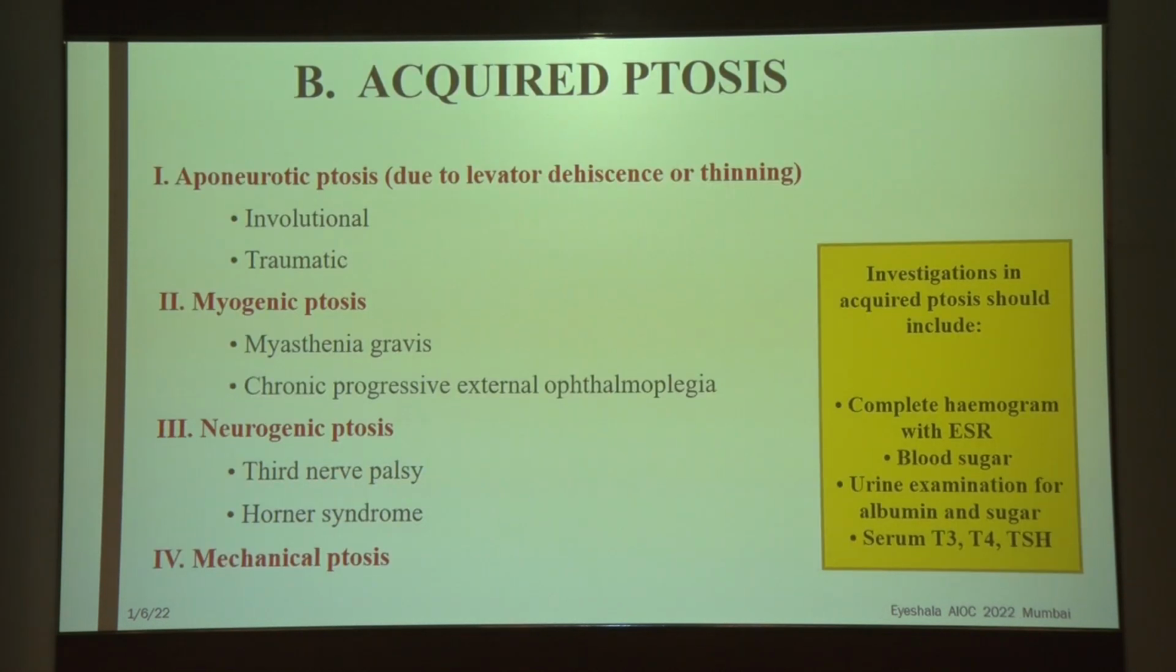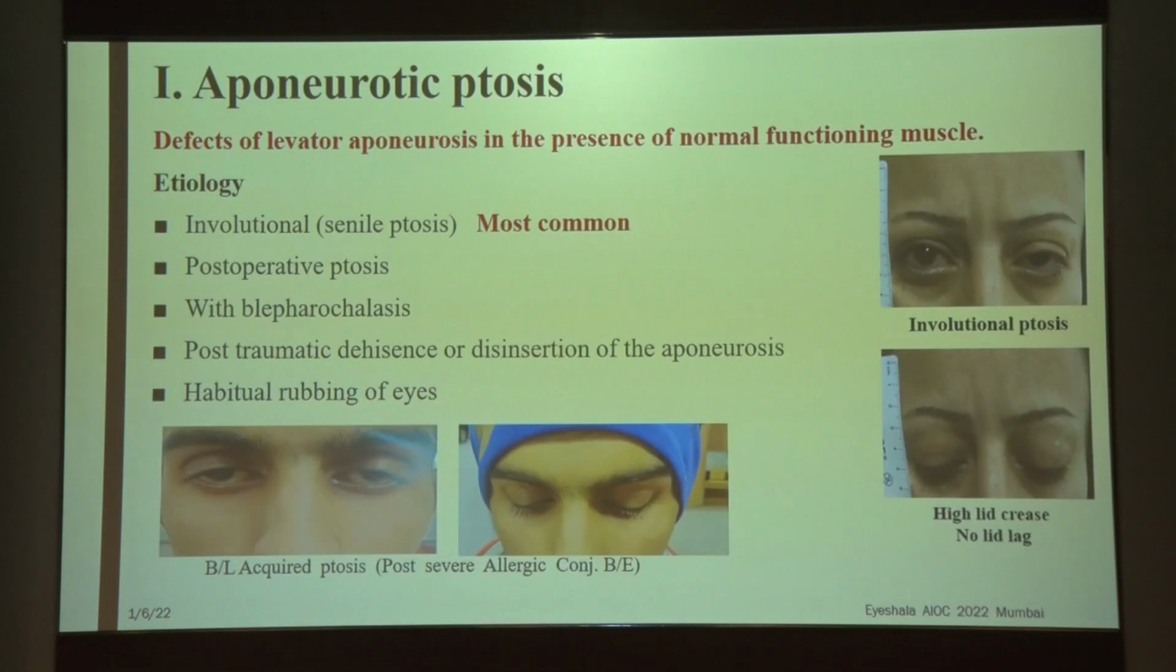Coming to the acquired ptosis, you have aponeurotic, in which comes the involutional and the traumatic, myogenic, neurogenic, and the mechanical. And in acquired, you have a few extra investigations. We have to be careful. Defects of levator aponeurosis occur in aponeurotic ptosis. Involutional is the most common. It can be post-op, blepharochalasis, or habitual rubbing in patients of allergic conjunctivitis.